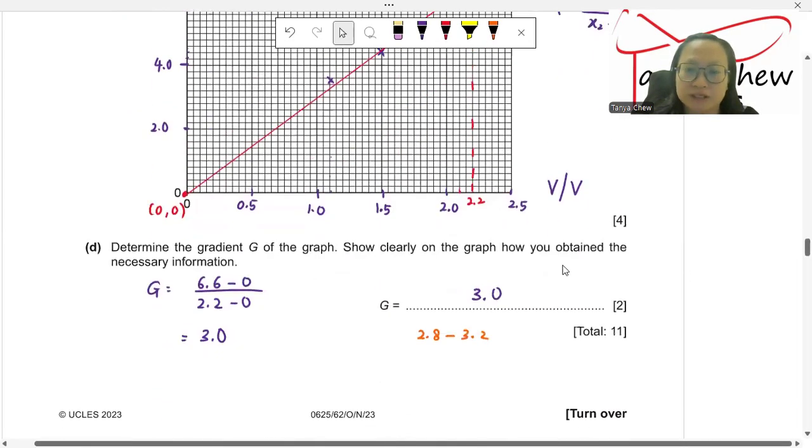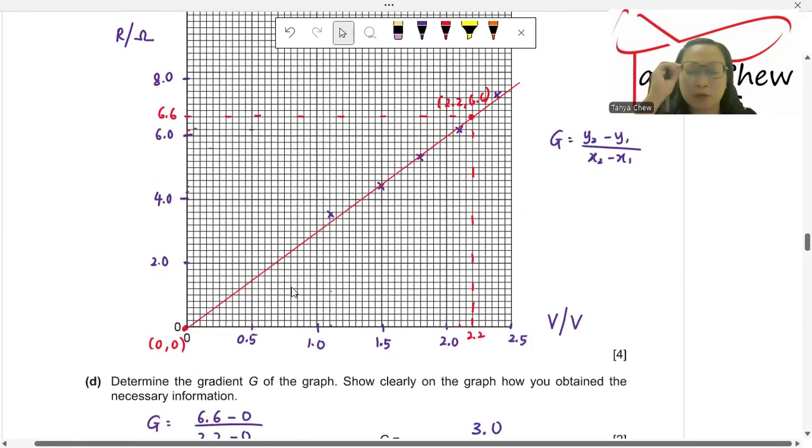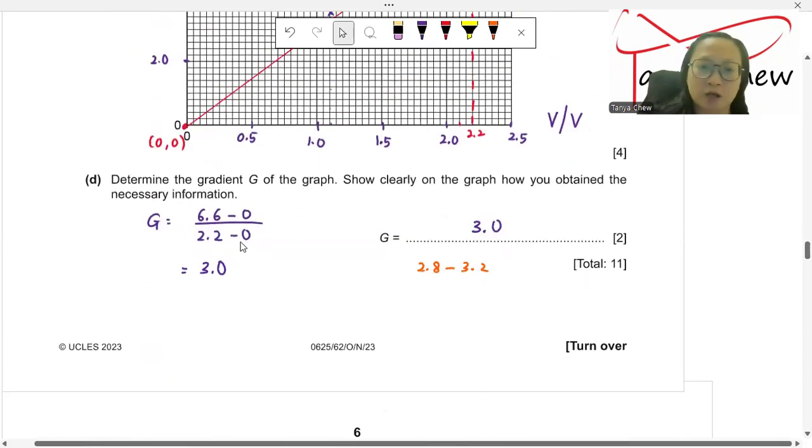And what does this question mean by how you obtain the necessary information? That means they want you to show which coordinates that you take to calculate your gradients, and you show on the graph. I have shown mine. This is 0, 0, right? One of the coordinates that I use is 0, 0. The other coordinates that I use is 2.2, 6.6. Now, I use the normal way to calculate my gradient, y2 minus y1 over x2 minus x1, and I got 3.0.